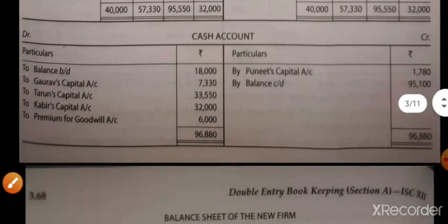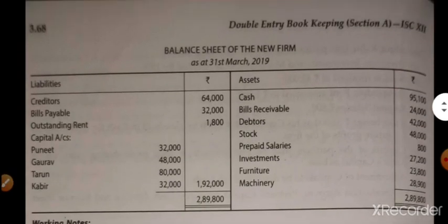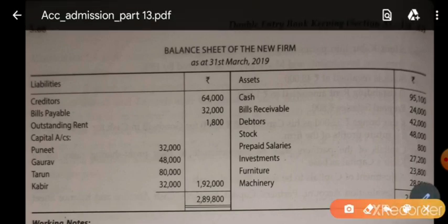So cash also will be adjusted and the balance sheet also will be updated. In the balance sheet, I already told you that some assets and liabilities change, so you will change their values. And now in the balance sheet we will write the new capitals of all the four partners. You can see the new capitals are written for all the four partners.